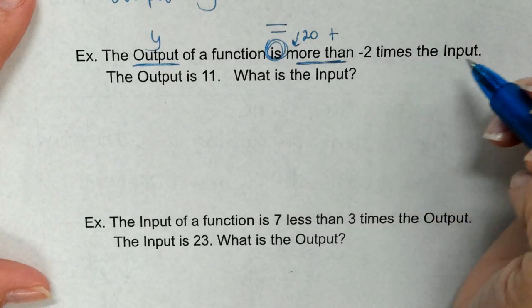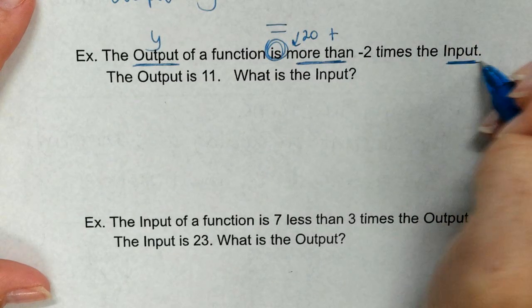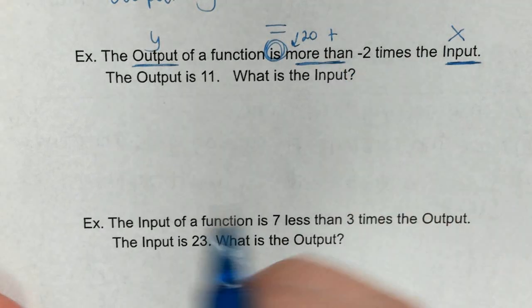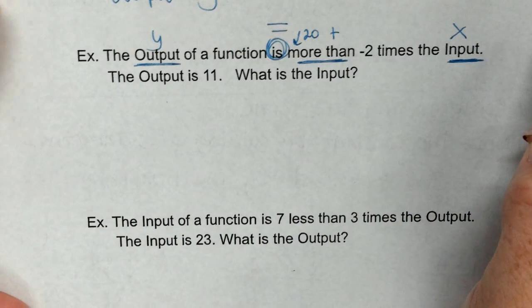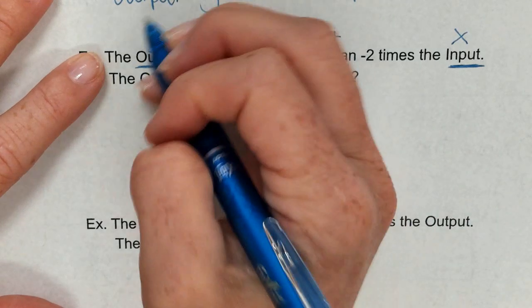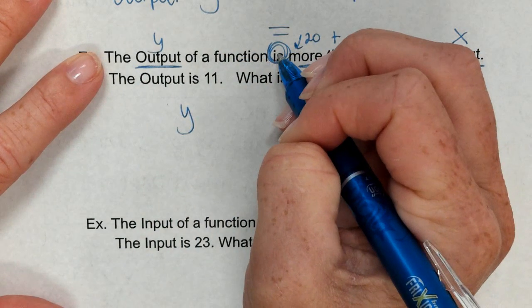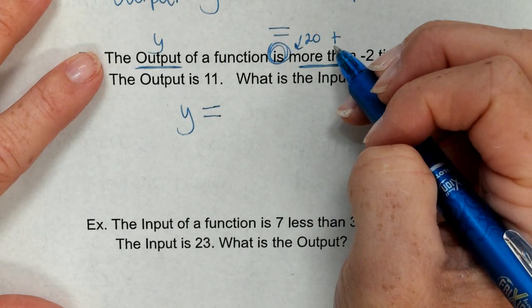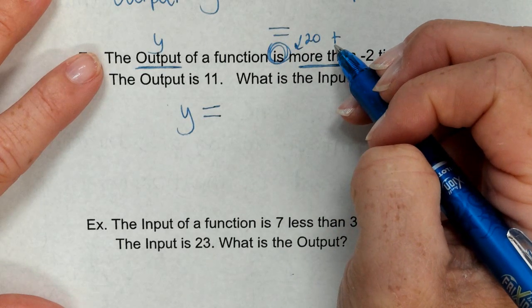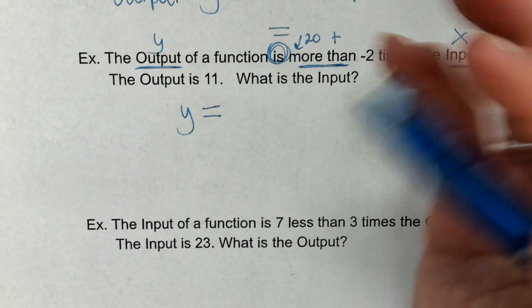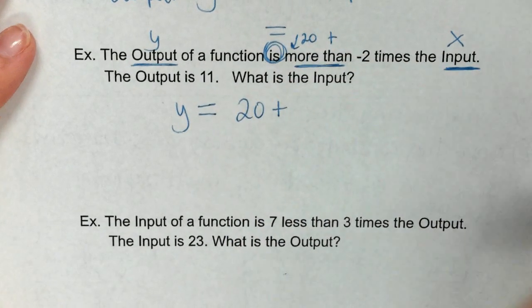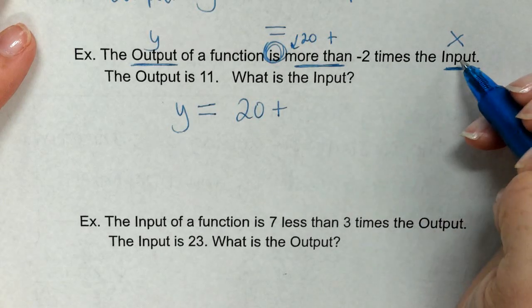Negative 2 times the input. Well, what's an input? All right, now we're going to go write it. We're going to write exactly what we just said. The output, we said, is equals 20 more than. Could I put 20 plus, or could I put something plus 20? Does it matter? No. 20 plus.